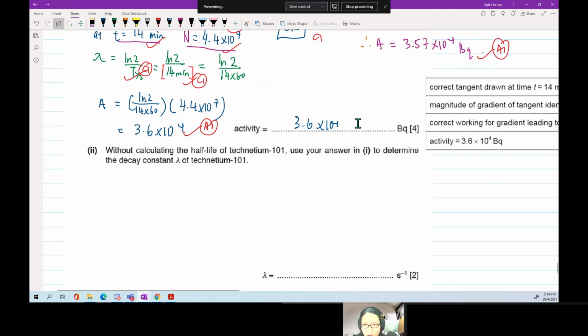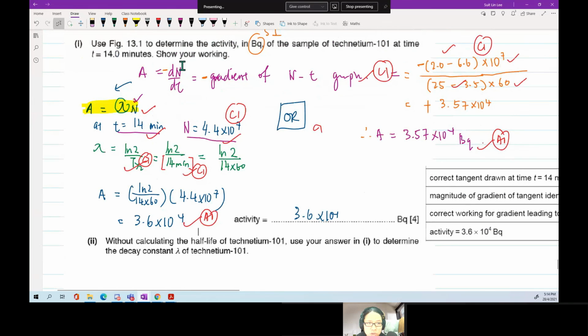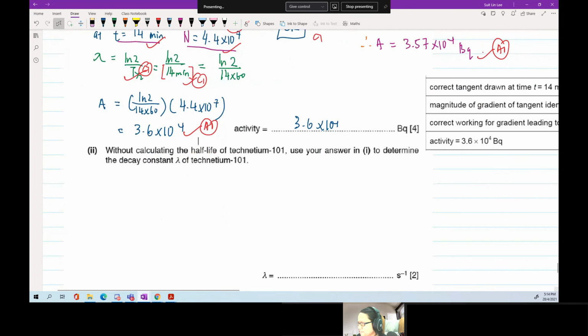Okay, without calculating the half-life, use your answer in 1 to determine the decay constant. Oh, so you can see, right, their intention is actually for you to use this method. Later on in the mark scheme, maybe many examiners see many students do it this way, then they have a feeling of compassion and empathy, so they add it in. But right now, without calculating the half-life, you need to go and find the decay constant.